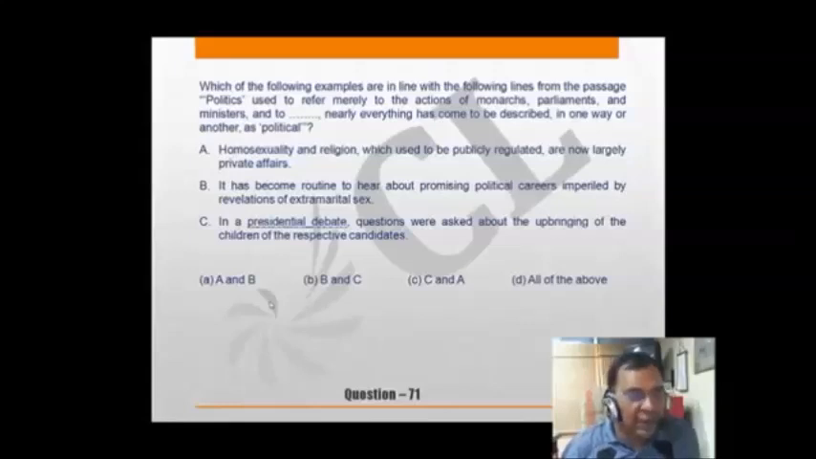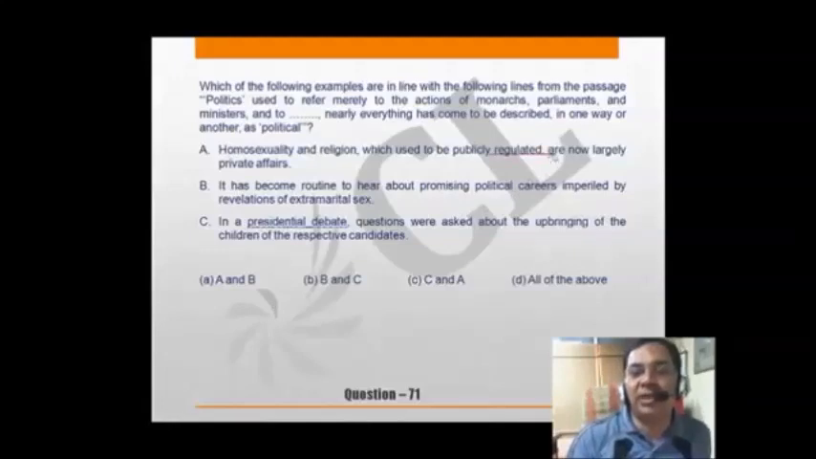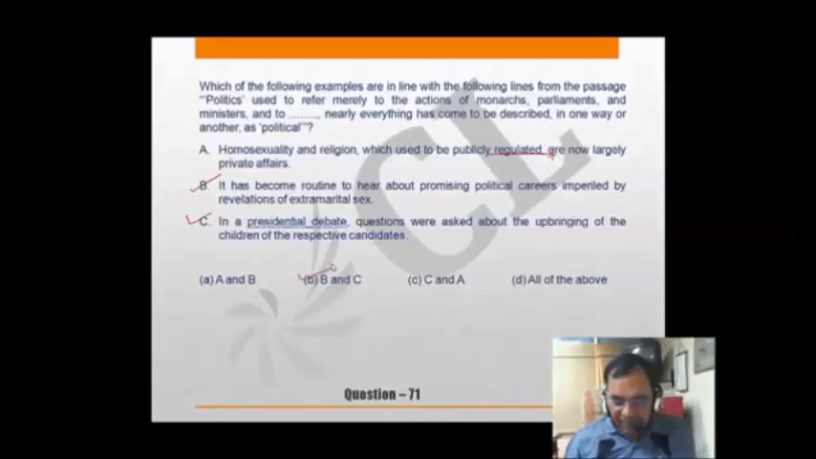This one will not go for it. It will become routine to hear about promising careers impaired by revelation of extramarital affairs. A president could be asked about the upbringing of the children of the respective candidate. So everything can be done. So now again this is a little issue. So the first one, are now largely private, is contrasting, but everything else becomes political, and both B and C become the option.